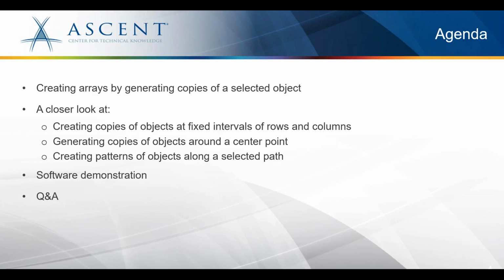As Corinne already introduced the topic, today I'll show you how to create arrays in AutoCAD. First, I'll show you how to create copies of objects at fixed intervals of rows and columns, which is the rectangular array. Then we'll create copies of objects around a center point, which is the polar array, and finally create copies of objects along a selected path, which is the path array. I'll start by explaining all the different types of arrays using the PowerPoint slides, as you can see on the screen, and then at the end, I will demonstrate each type of array using the AutoCAD 2023 software. After that, as Corinne mentioned, we will have the Q&A session.